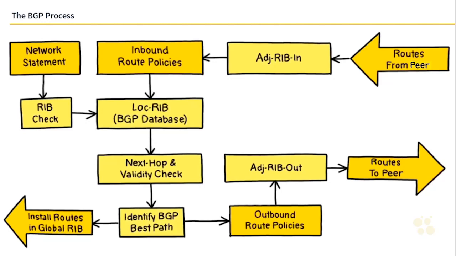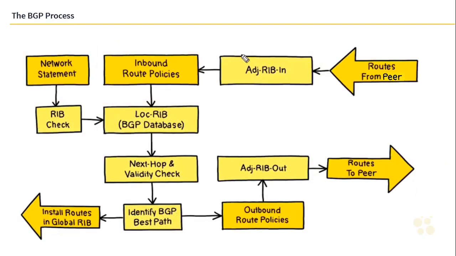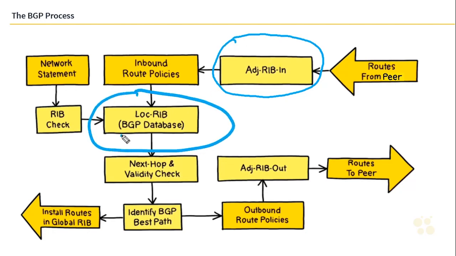There's three separate databases that handle those three things. I'm going to circle those three databases right now here in blue. This is the RIB-in. This is the local RIB. You can see they call it BGP database right here. And then this is the RIB-out. These are the three databases. There are show commands to view the local RIB and the RIB-out. There is not a show command to view the RIB-in.